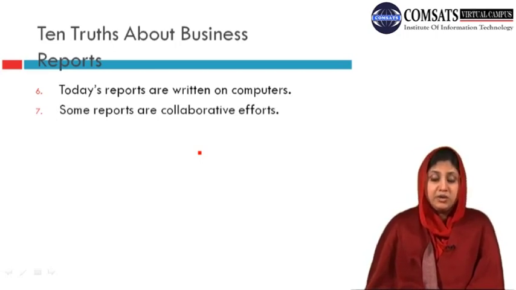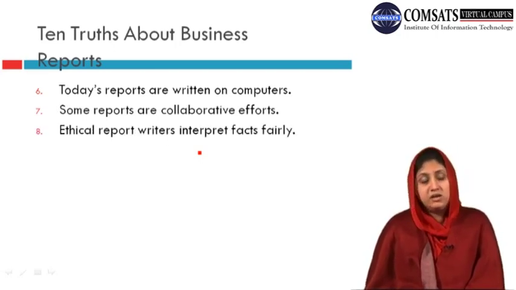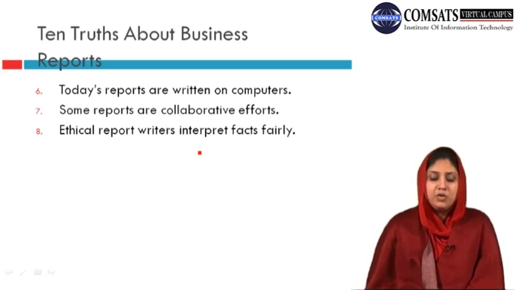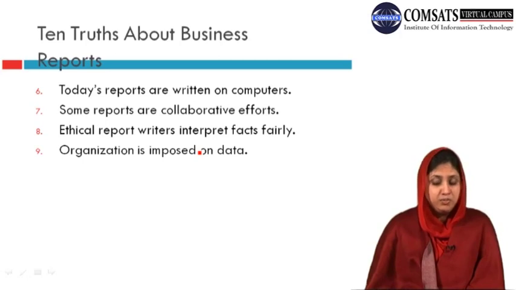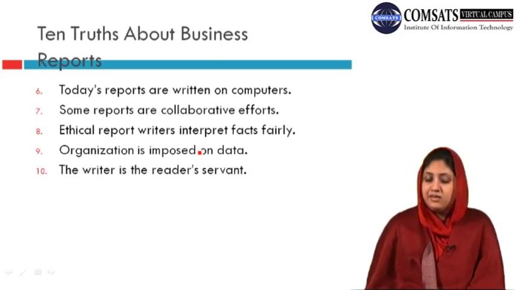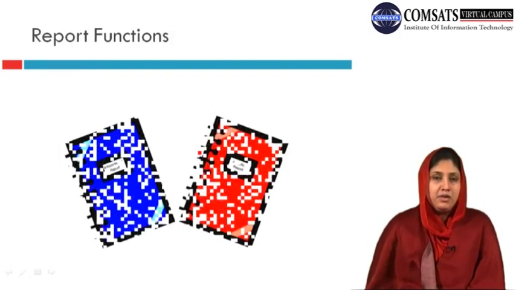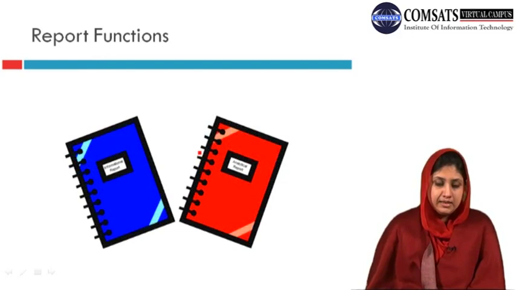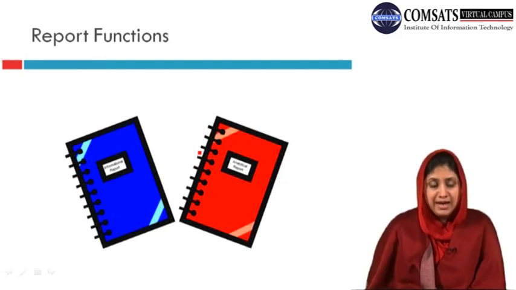Some reports are collaborative efforts and some are done individually. Ethical report writers interpret facts fairly, and organization is imposed on data. The writer is the reader's servant, so you are basically serving the reader's comprehension and making sure that the reader is able to understand it. The functions of a report are very important to know, because that will set the premises for you to understand how a report should be written.